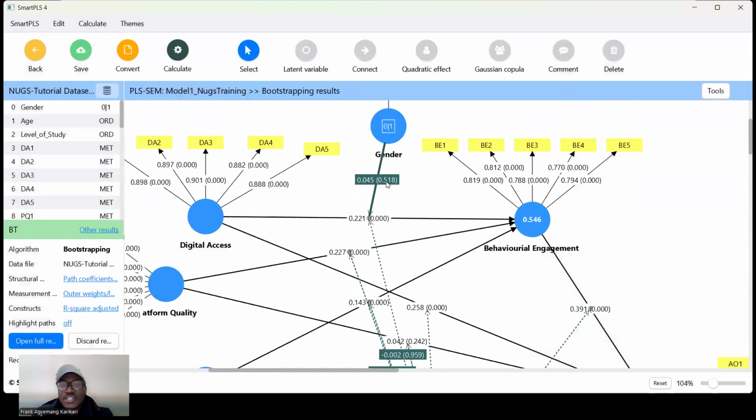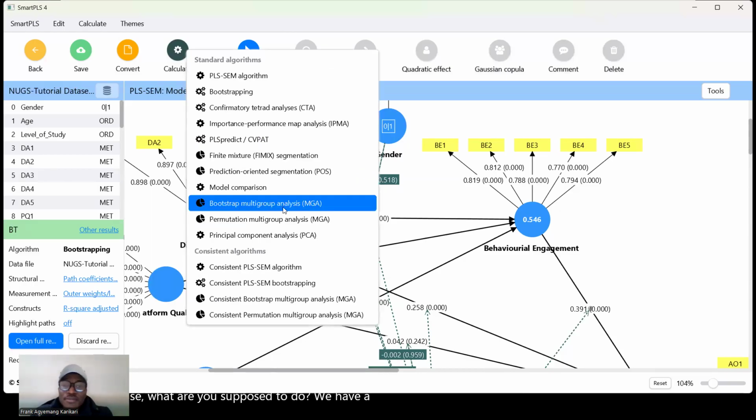Okay, so this one is also giving us 0.518. But let's take note of this. With categorical variables, they are in groups. So you can go further and determine, is there any significant difference between the groups? With gender, you can have both male and female. In that case, what are you supposed to do? We have what you call bootstrap multi-group analysis. So let's try that, whether it is going to work.